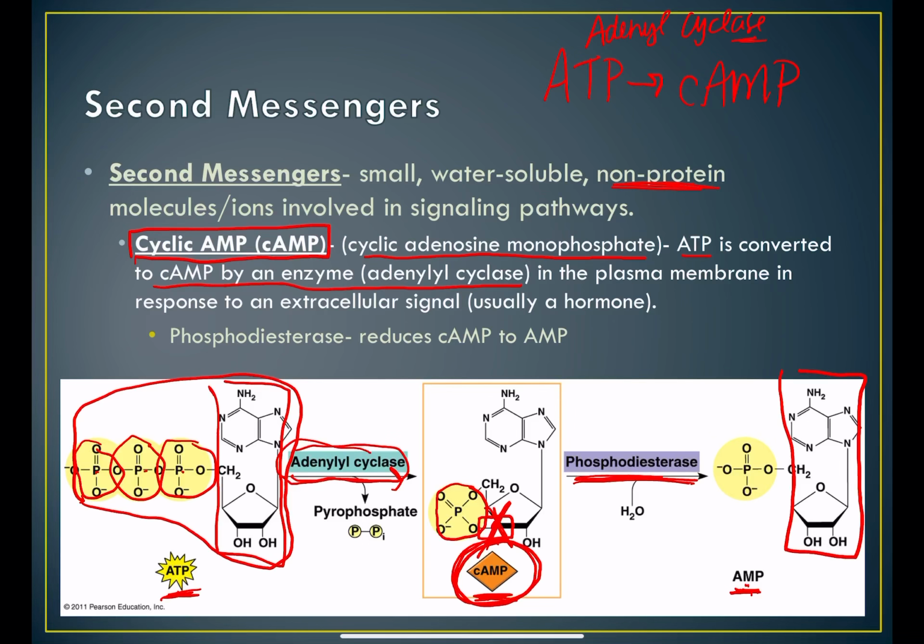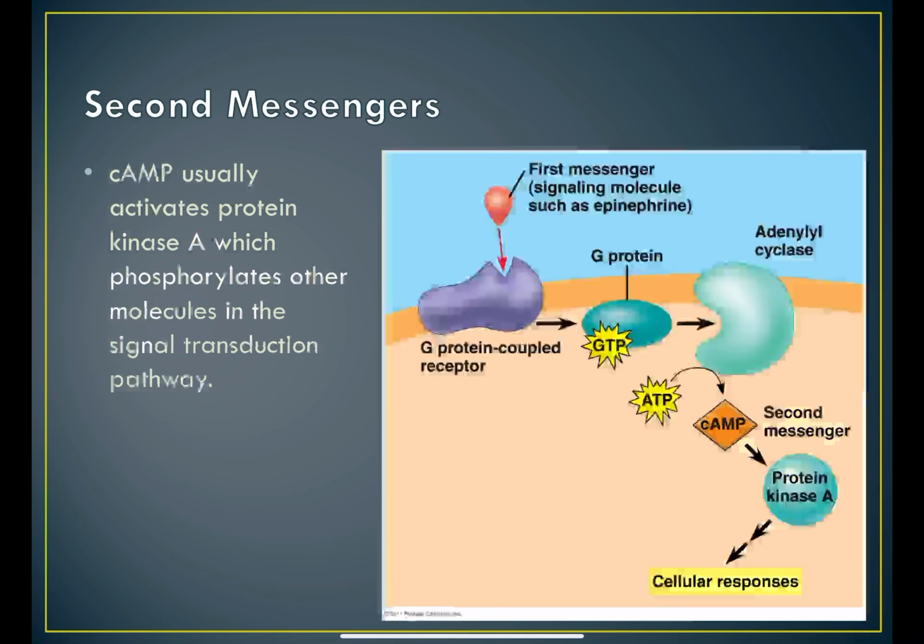And then AMP is something that will go on and help trigger protein kinases to continue the phosphorylation cascade in the signal transduction pathway. Okay, these second messengers help with the continuation of those cascades, or of that transduction step in the signal transduction pathway. Okay, and that's what this says here. cAMP usually activates protein kinase A, which phosphorylates other molecules in the pathway.